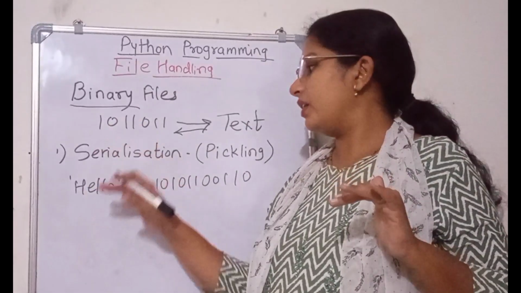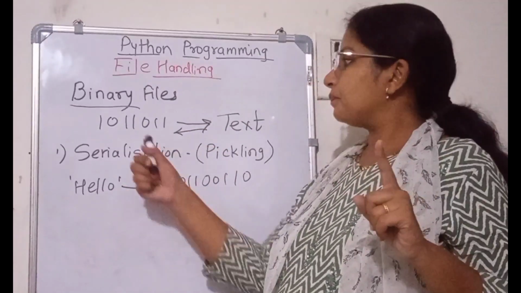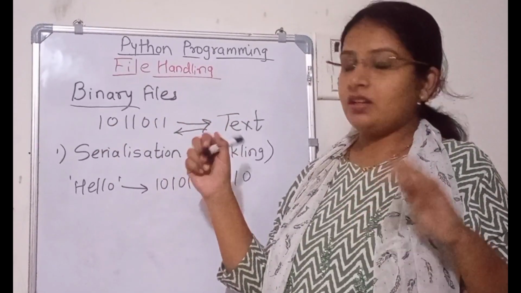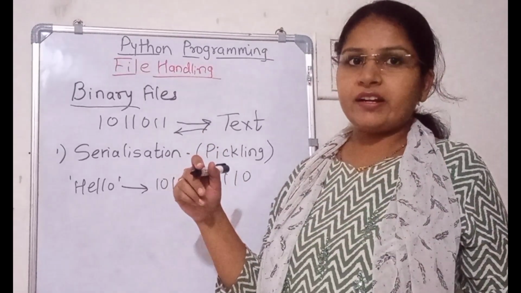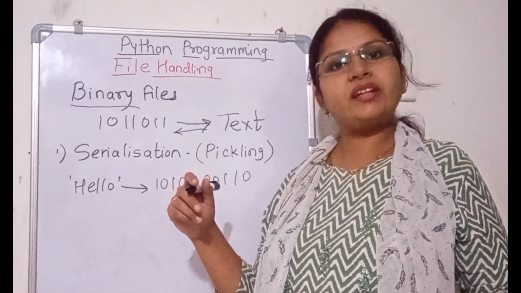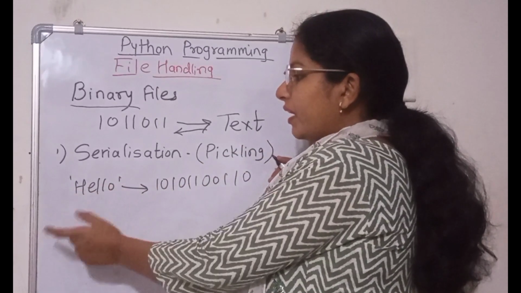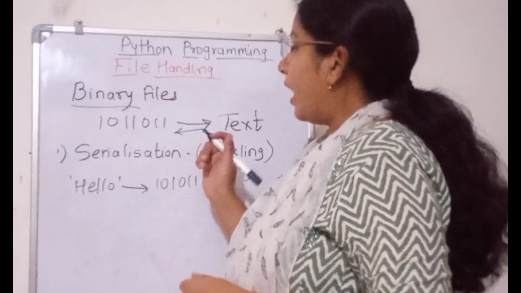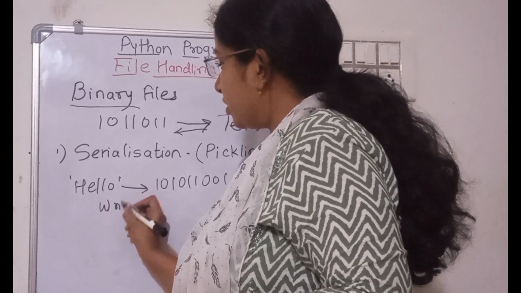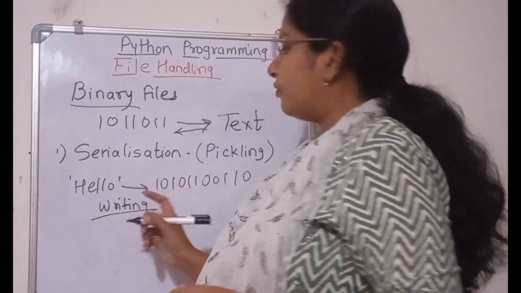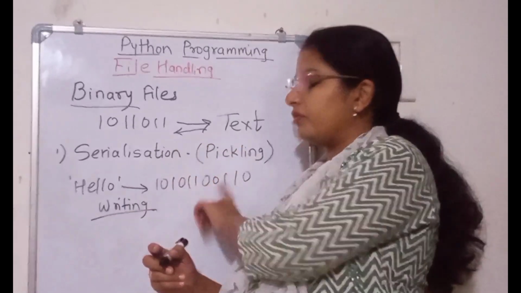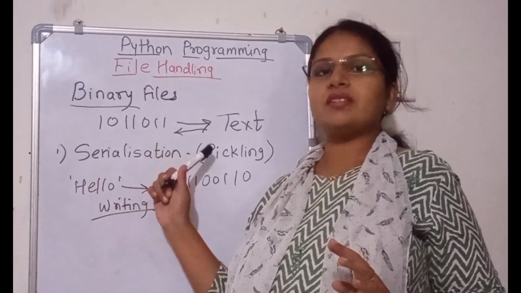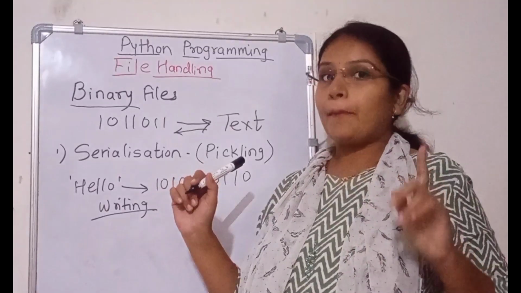So this serialization or pickling is used when we are writing to the binary file, right? Because we are not writing binary data ourselves, we are writing text only. So what we are writing, this word, will be converted to the binary data. We are writing hello, but with the module, this hello will be converted to the binary data and then it will be saved to the binary file. So this process is serialization, which is called pickling.